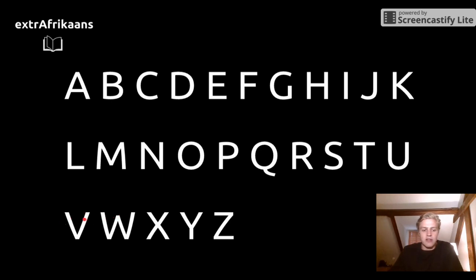Let's see the difference here. You've got fear, F, V. Fear, F, V. X, which makes the sound S. Got A, which makes the sound A. Got Z, which makes the sound Z.